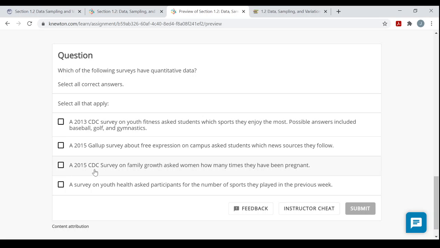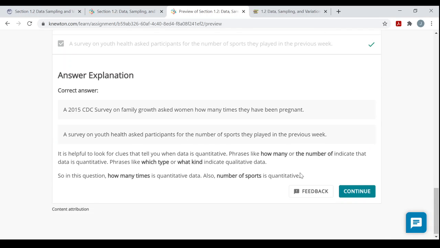A 2015 CDC survey on family growth asked women how many times they have been pregnant. That's a number. 0 times, 1 time, 2 times, 3 times. That's quantitative data. A survey on youth health asked participants for the number of sports they played in the previous week. Number of sports. Number. Quantity. You can answer with 0, 1, 2, 3. That's also quantitative.